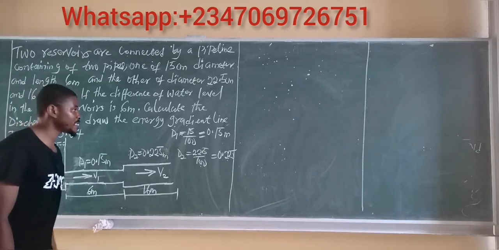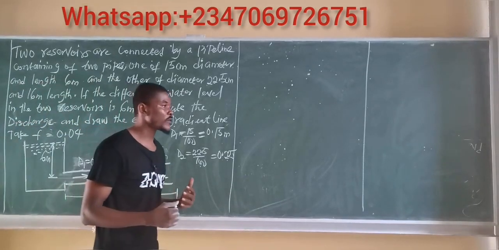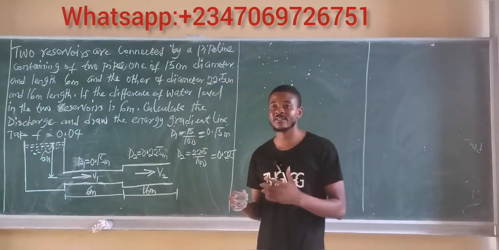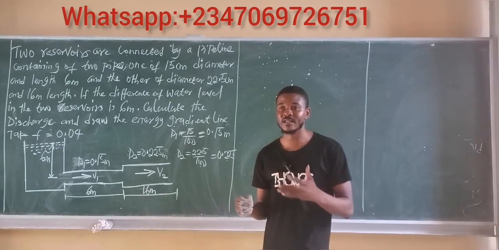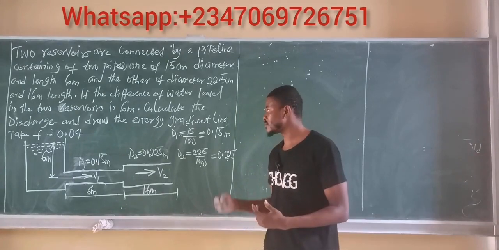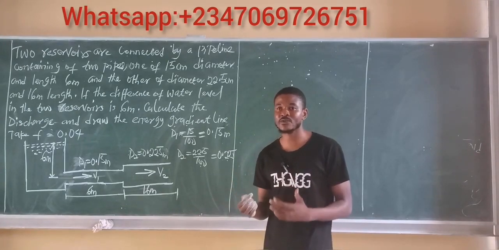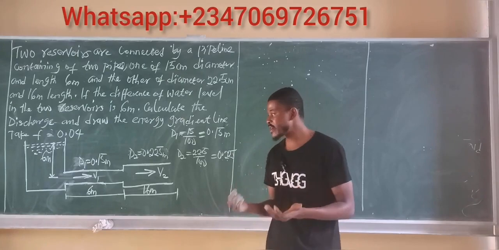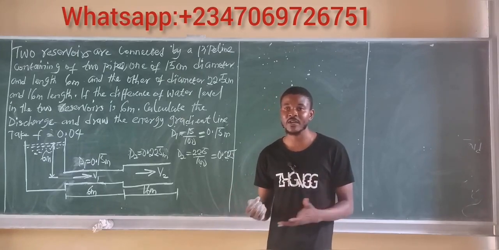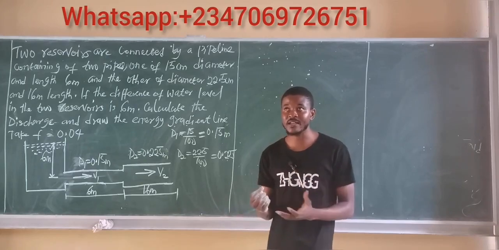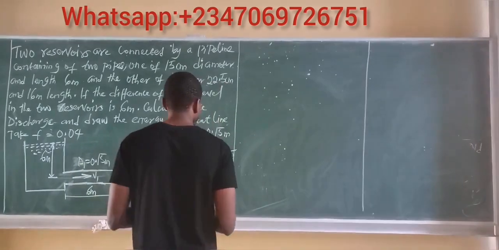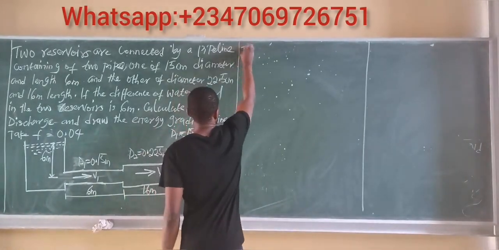But you cannot draw the energy gradient line without solving for the whole energy losses, because it is the value of the energy losses that we use to draw the energy gradient line, and possibly the hydraulic gradient line as well. Similarly, you're asked to find the discharge, but you cannot find it without knowing the velocities. You know the diameters, so you can compute the areas of the pipes, but you can't solve without the velocities. So that is where we employ all the ideas we learned in the previous video to solve this problem. The first thing to do, like I said, recall Bernoulli's equation.